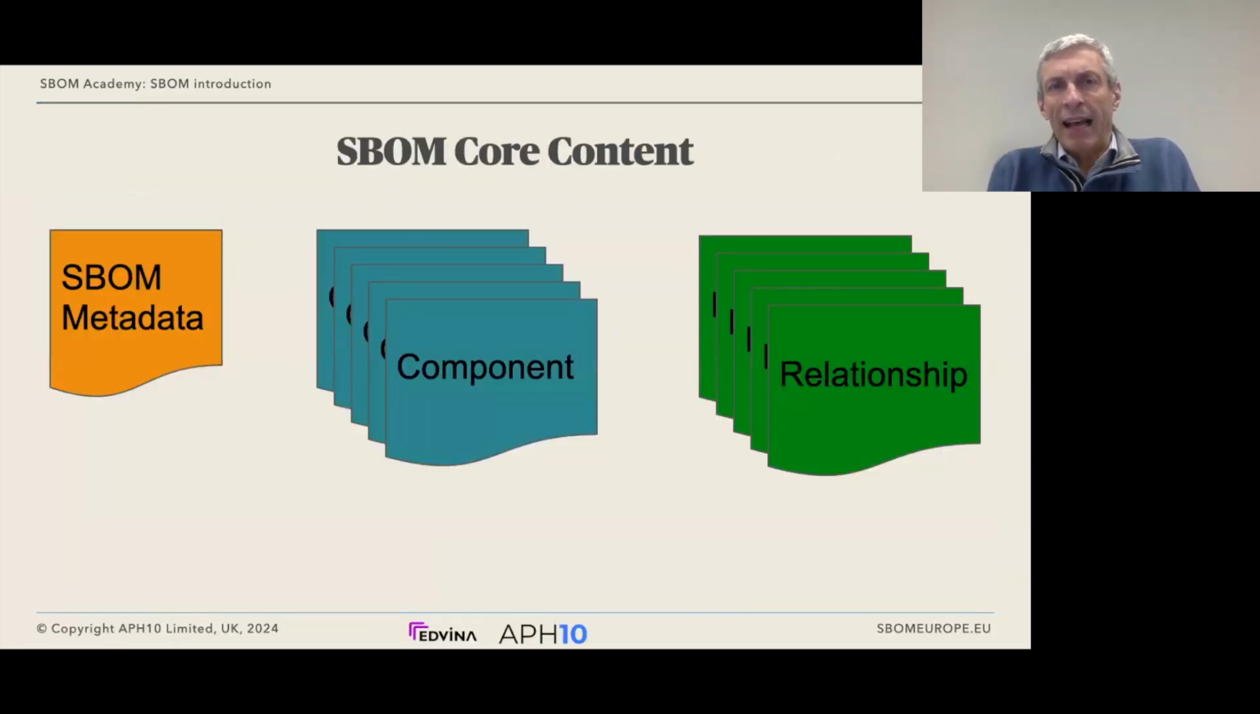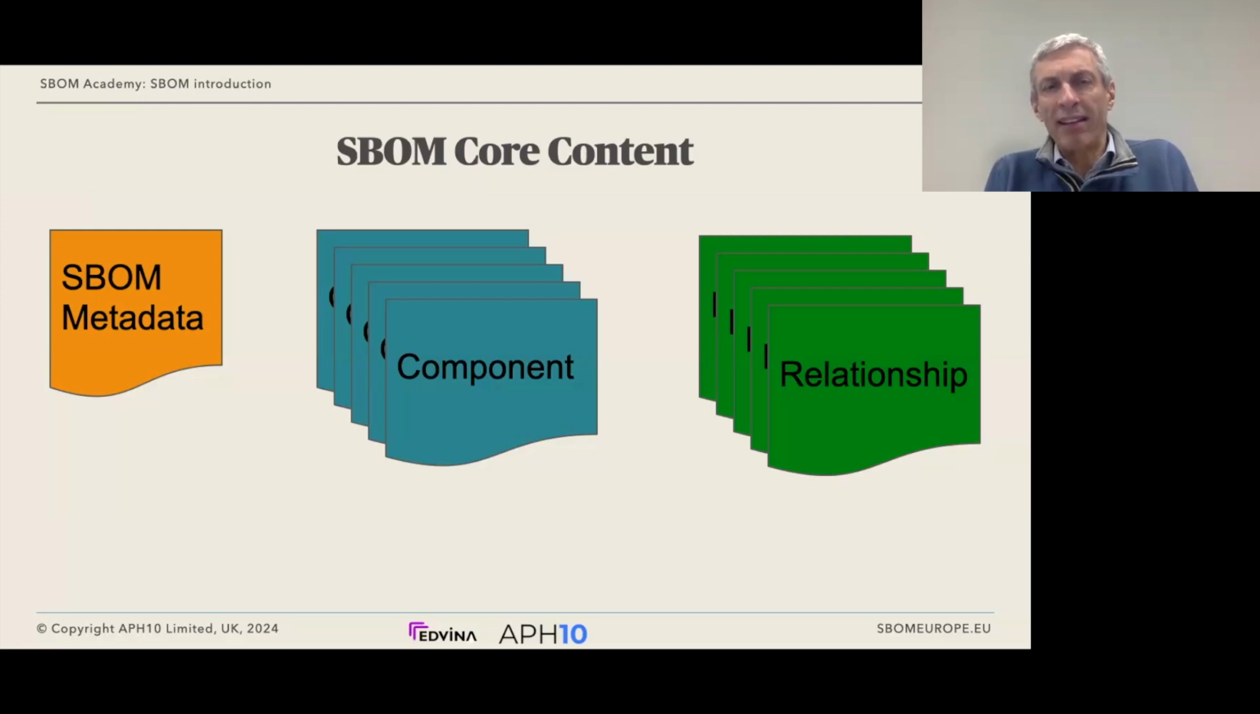So basically, the core content is really in three parts. The metadata, which is really just saying when was the SBOM created, who created it, and how was it created. So it's going to be machine generated. Which tool did you use? Which version of that tool? Maybe where was it generated? But most important, when was it generated? Because it's a moment in time.